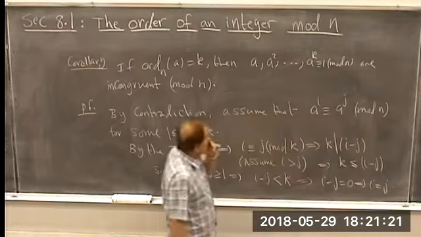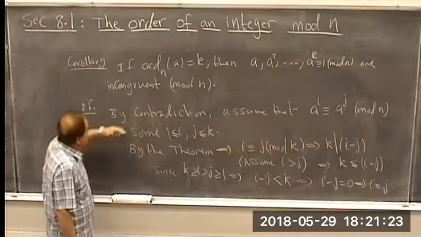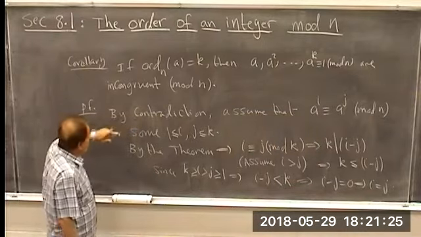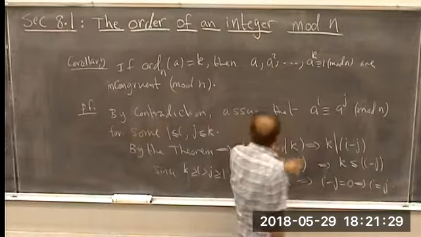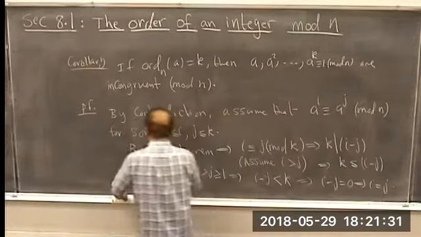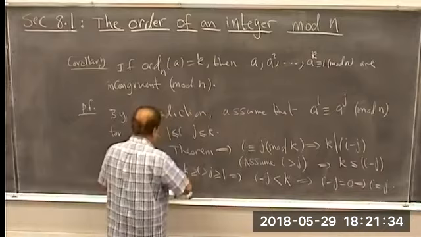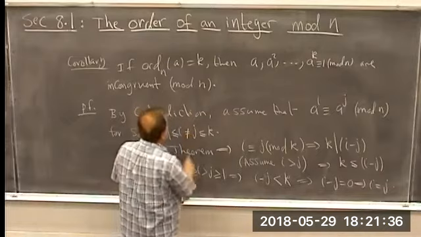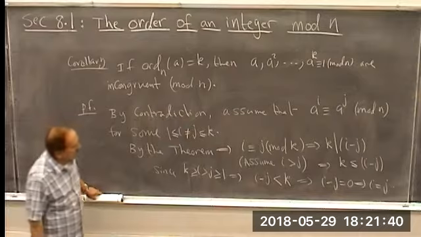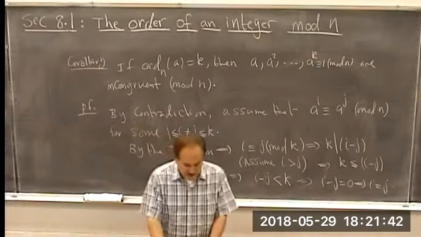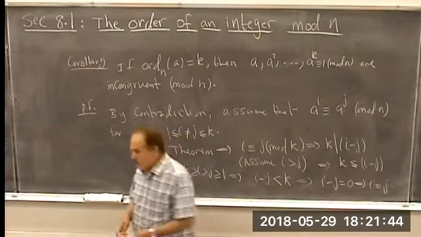Okay? So in other words, my contradiction assumed that these exponents are not equal to each other, that is, for some i not equal to j between 1 and k. All right.